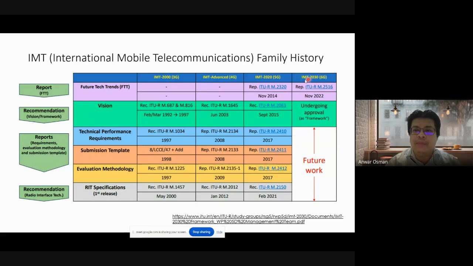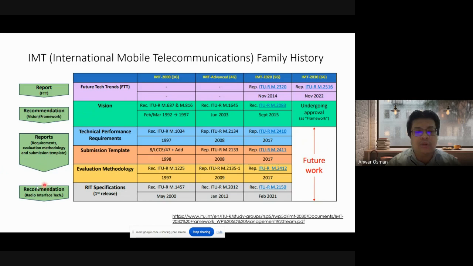So for the evolution in the ITU itself, normally it has a report. Importantly, they will start to have a vision or recommendation on how they want to define the specification. For example, for 5G, the vision was published in 2015, which is the framework of the requirements needed for 5G. And the first report on the methodology was published in 2017, the ITU-R M.2410 document. And finally, the specification, or what they call the radio interface technology, right?